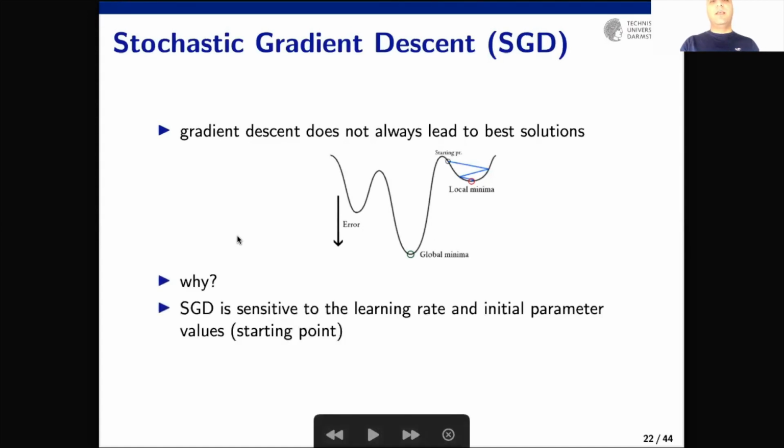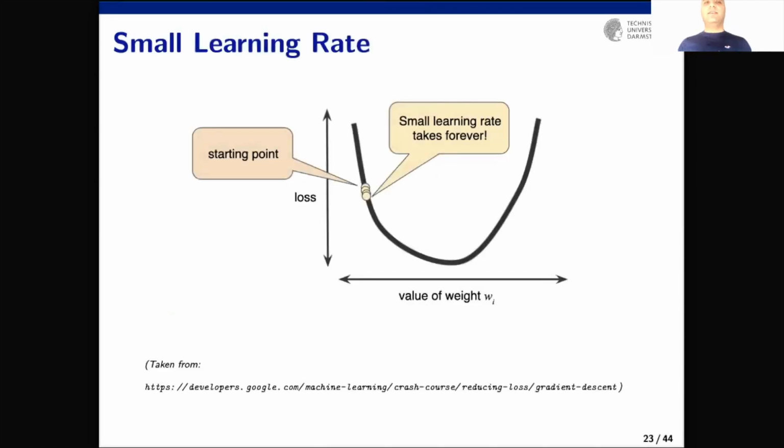So SGD is very sensitive to the initial parameter values or starting points, and also the learning rate. So we talked about the initial parameter values. Let's talk about the impact of the learning rate. So what happens if we have a small learning rate? You start from this point, but at each step you take a very small step. So your step size is very small. So you are very conservative. You don't take a long jump, a long step.